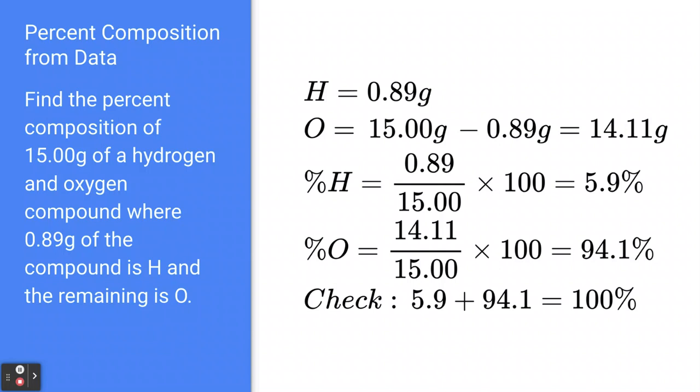And then here, you're going to take those exact masses that we just found and divide by the total mass. So 0.89 divided by 15, and then 14.11 divided by 15, multiplying those by 100, and we get 5.9% hydrogen and 94.1% oxygen. We add those together, we get 100%.